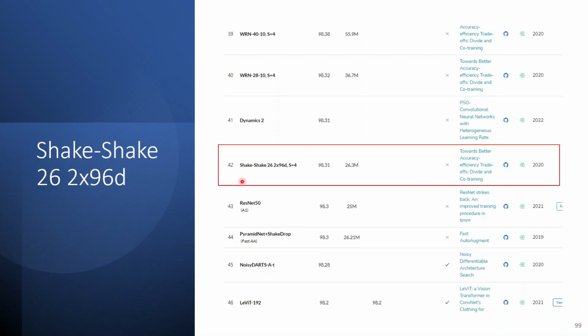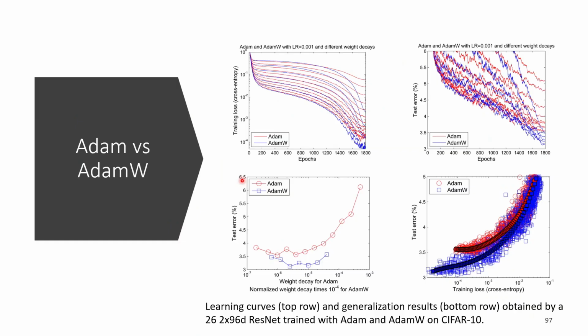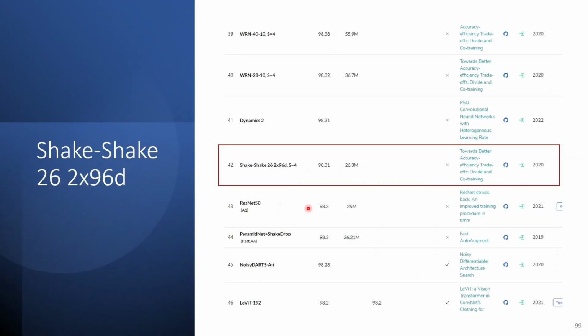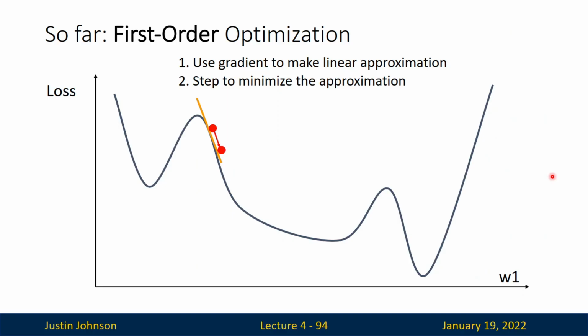This method, Shake-Shake, is the method they used to run this experiment. You see, this paper was published in 2009, and Shake-Shake was published in 2020. Yes, the years are almost the same. Okay, so now let's go back to another question.